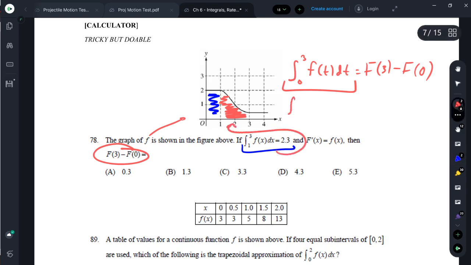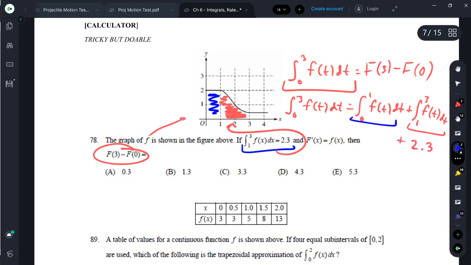So basically, this is like having the integral from 0 to 3 of f of t dt. One of those properties would be the integral from 0 to 1 plus the integral from 1 to 3. You don't have to write this out, you could just do this in your head. But basically, this was that red section, this was that 2.3. And then this was that blue section, which is a rectangle, so it's 1 times 2. So it gives you 2 plus 2.3, which is 4.3.